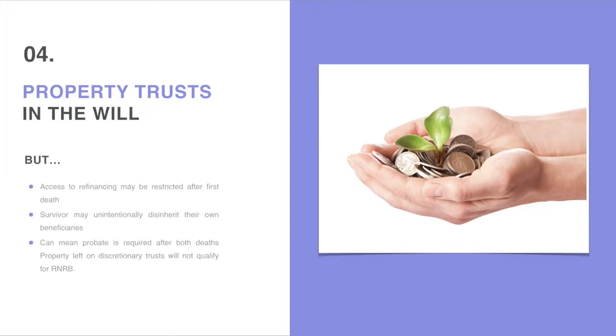However, accessing financing can be restricted after first death because part of the house is owned by a trust. The survivor can still unintentionally disinherit their own beneficiaries: get married to someone, forget that cancels their existing will, and then their half of the property passes to a new spouse rather than to the children. And it can mean probate is required after both deaths. Property left into discretionary trusts wouldn't qualify for residence nil rate band.